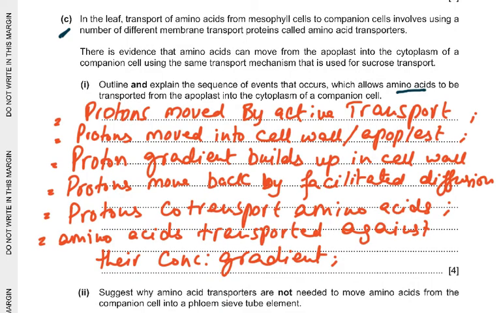Protons moved by active transport, protons moved into cell wall, proton gradient builds up in cell wall, protons move back by facilitated diffusion, protons co-transport amino acids, transported against the concentration gradient.